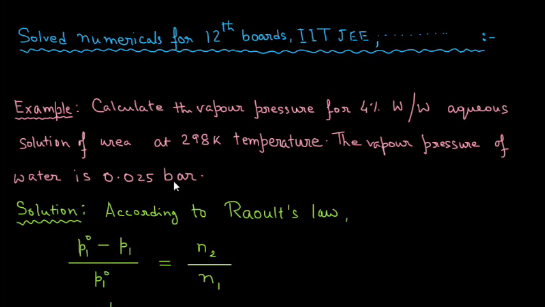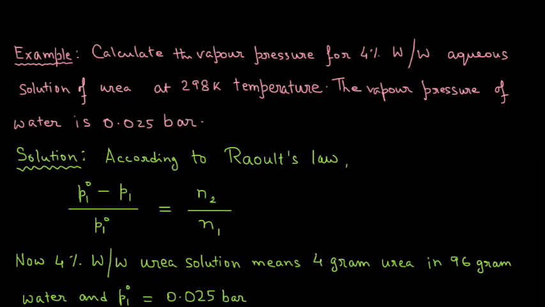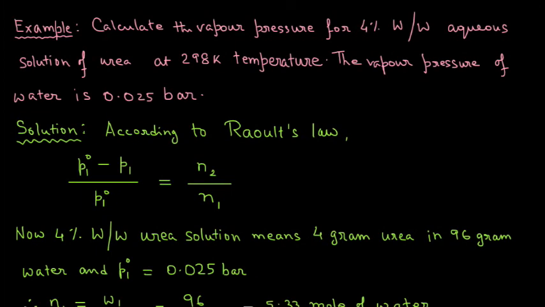Let us solve few numericals for 12th boards, IIT JEE and other engineering and medical entrance examinations. First example, calculate the vapor pressure of 4% W by W aqueous solution of urea at 298 K temperature. The vapor pressure of water is 0.025 bar. According to Raoult's law, we'll just write the formula: (P1 naught minus P1) upon P1 naught is equal to N2 upon N1. Now 4% W by W urea solution means 4 gram urea in 96 gram of water, and P1 naught is equal to 0.025 bar.